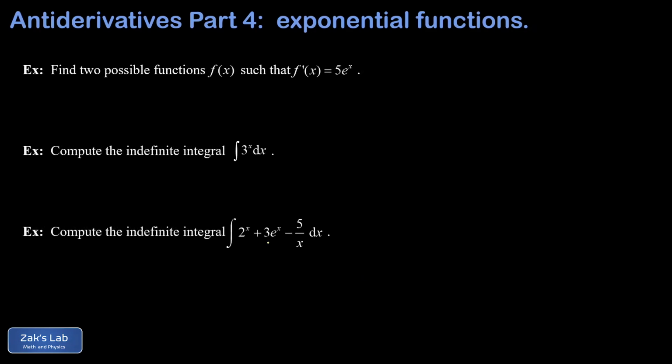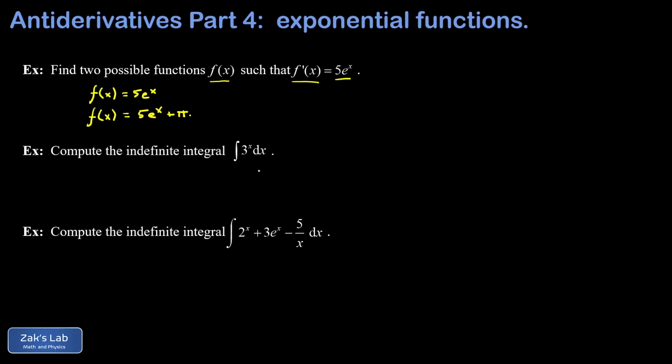So let's wrap things up with a few short examples. In the first example, I'm asked for two possible functions f of x such that f prime of x is equal to 5e to the x. In other words, I'm looking for the antiderivative of 5e to the x. So one of these functions could just be 5e to the x itself. If you like, I've chosen an arbitrary constant of 0 there. Another unique function could be found by choosing a different value for the plus c. And just to make things interesting, I'm going to throw in a pi. So 5e to the x plus pi, because when I differentiate that, I still get 5e to the x.